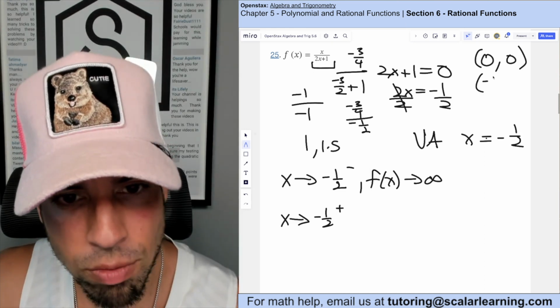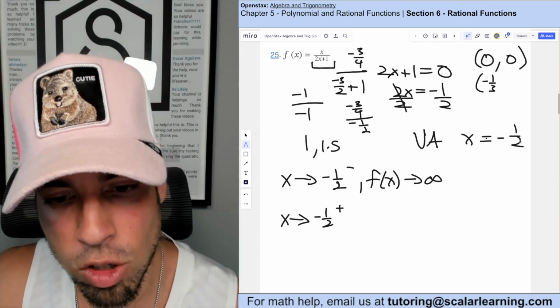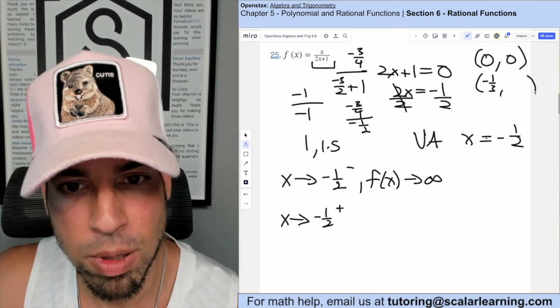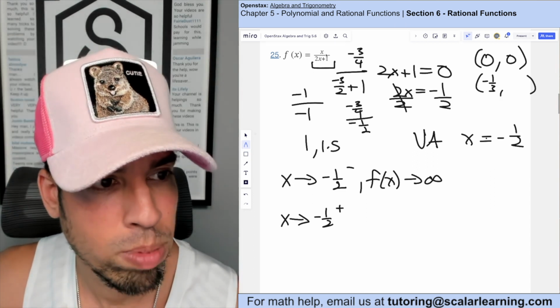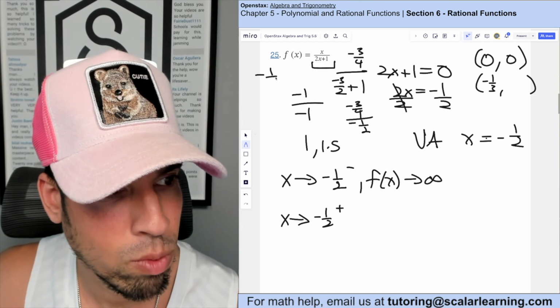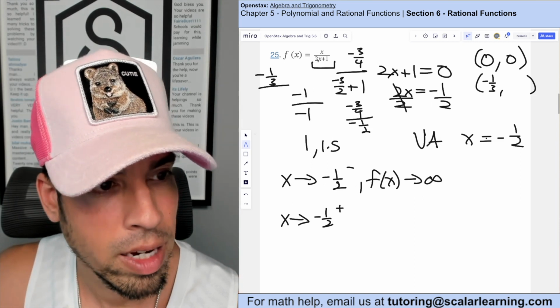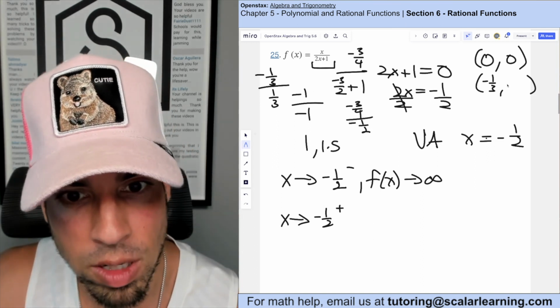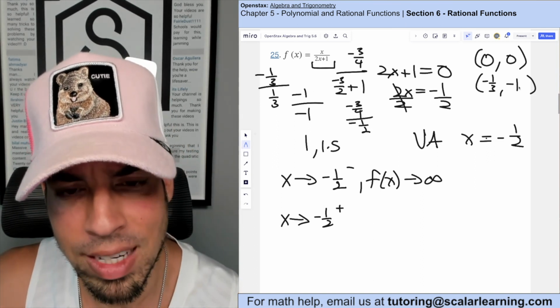Let's try negative 1/3. Okay, that's a tiny bit bigger than negative 1/2. So let's plug that in. Let's see what we get. So you plug in negative 1/3, you get negative 1/3 over negative 2/3 plus 1, which is 1/3. That simplifies to negative 1. So it sure appears like it's going down.